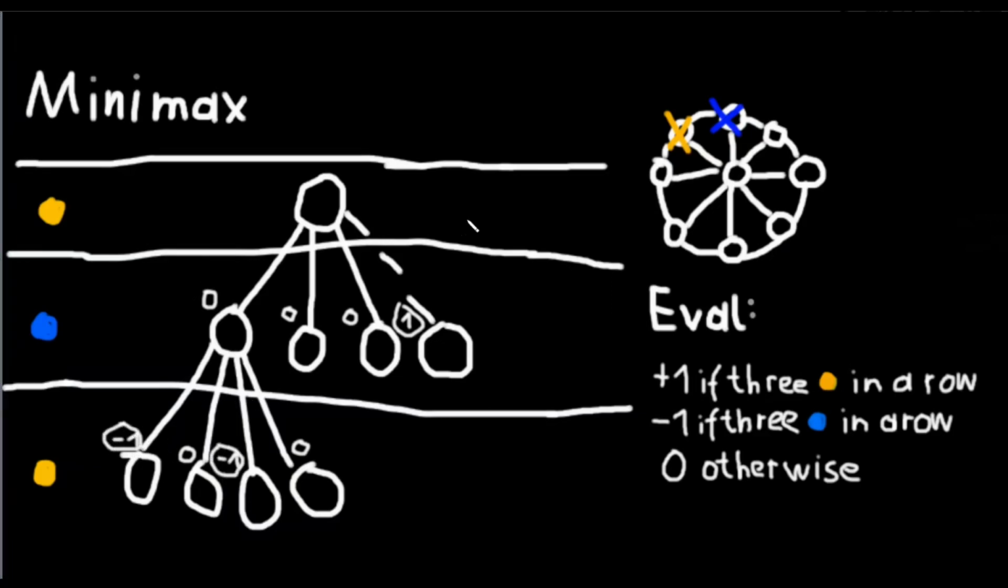So that we don't get confused, we call this player here the max player, because the player tries to maximize the score, and this player here the min player, because the player tries to minimize the score, and it changes in this case each level because we have two players.